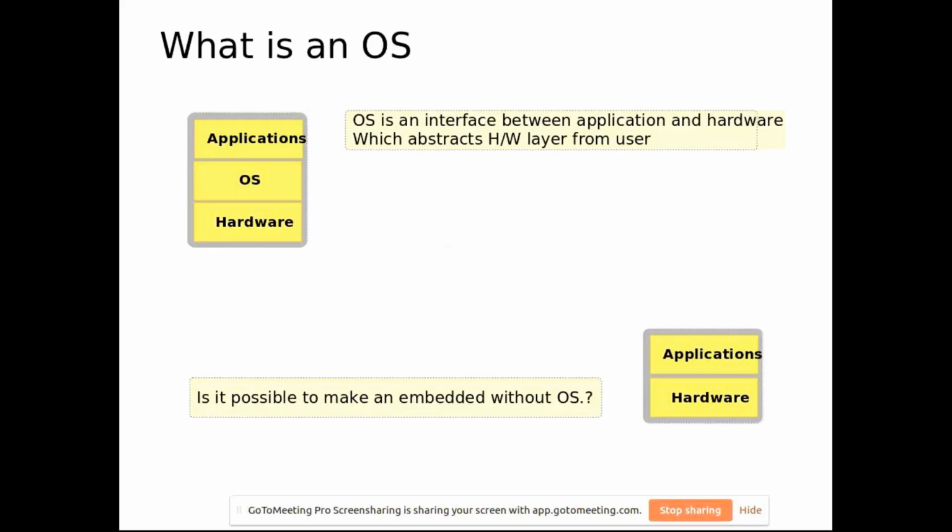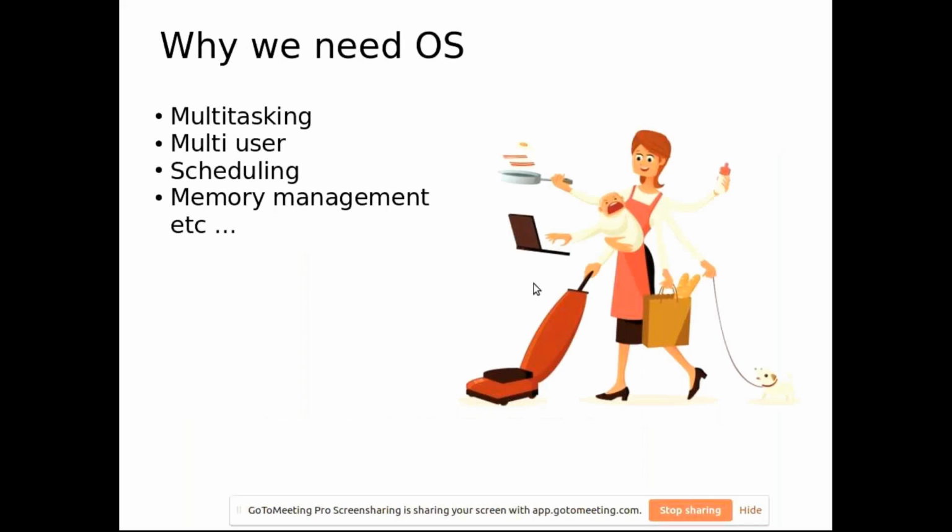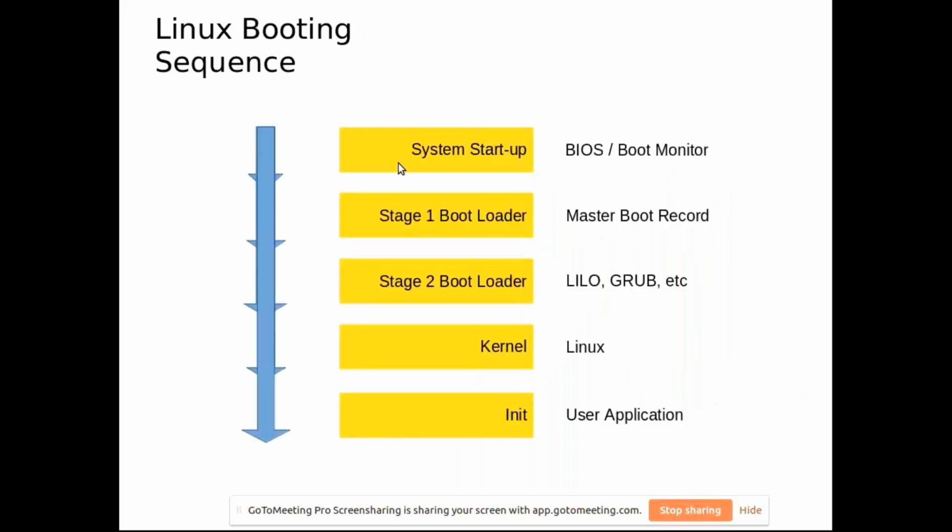So I think I have already discussed this. We have the hardware, we have the OS layer, and on top of that we have the application. The same thing is here. So why do we need an OS? It is used for multitasking, multi-user support, scheduling, and memory management. You see a girl handling the baby and all the things together. This is something called multitasking, right?